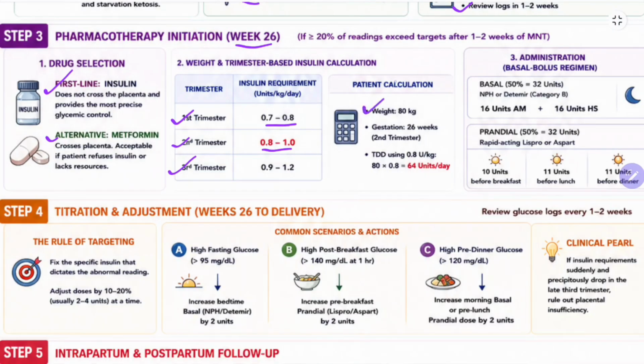Now in this patient, the weight is 80 kg, gestation is 26 weeks, that means second trimester. So 0.8 to 1 unit per kg is the dose. So total day dose using 0.8 unit per kg.